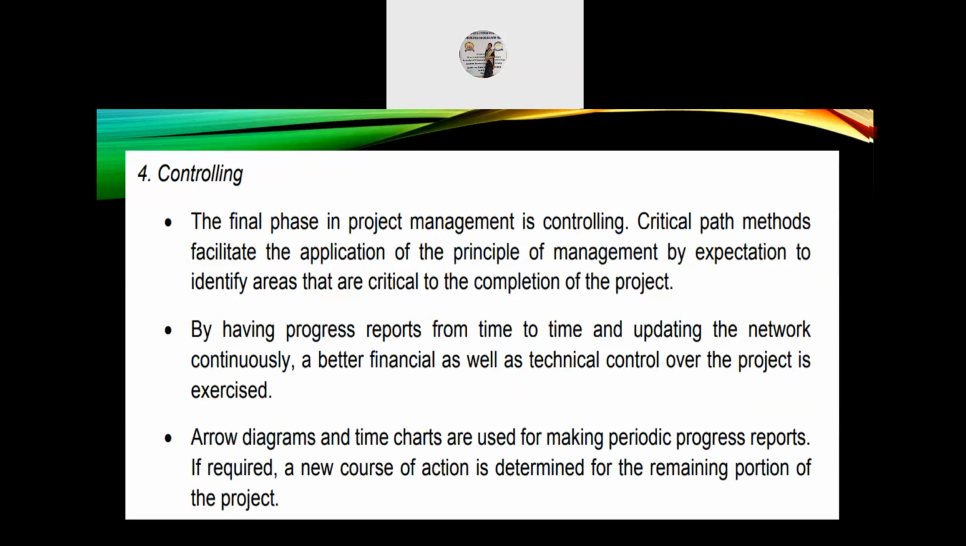Number four, controlling. The final phase in project management is controlling. Critical path methods facilitate the application of the principle of management by exception to identify areas that are critical to the completion of the project. By having progress reports from time to time and updating the network continuously, a better financial as well as technical control over the project is exercised. Arrow diagrams and time charts are used for making periodic progress reports. If required, a new course of action is determined for the remaining portion of the project.